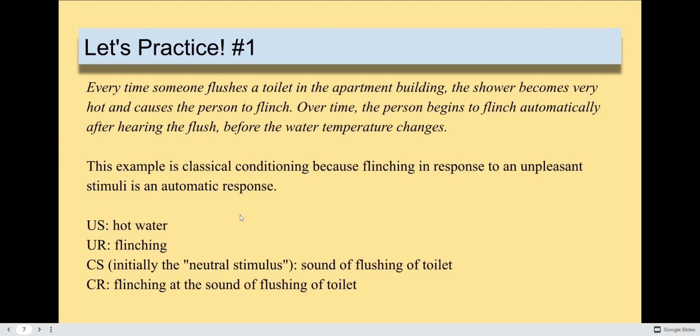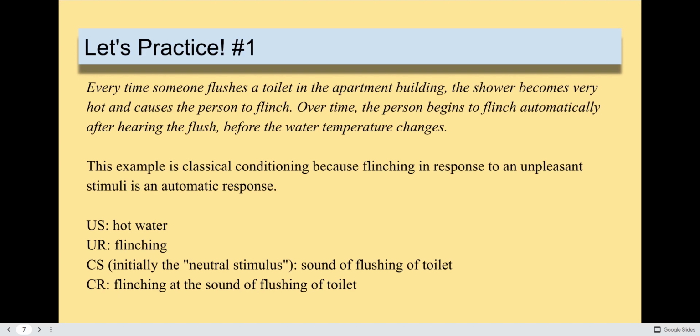Okay, now that you're back, let's go ahead and take a look at the answers here. And again, you can pause the video to take a look at these answers. The answer here was that hot water is an unconditioned stimulus, which produces an unconditioned response, a behavior of flinching.